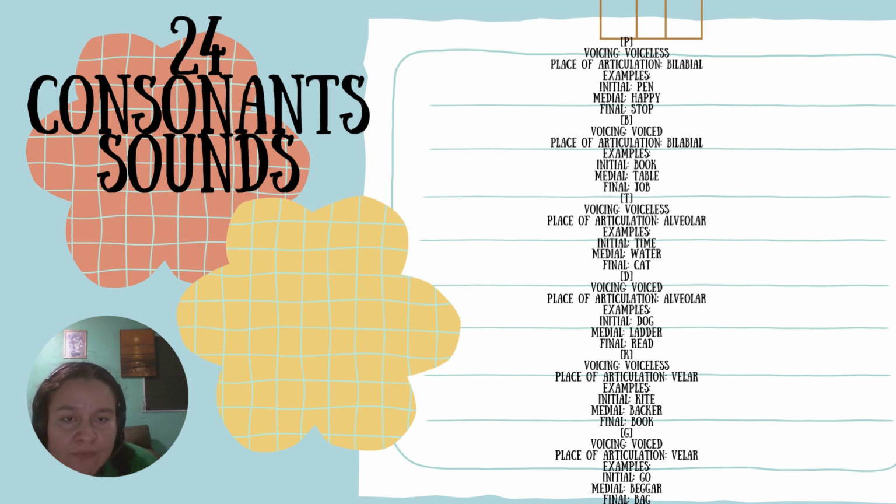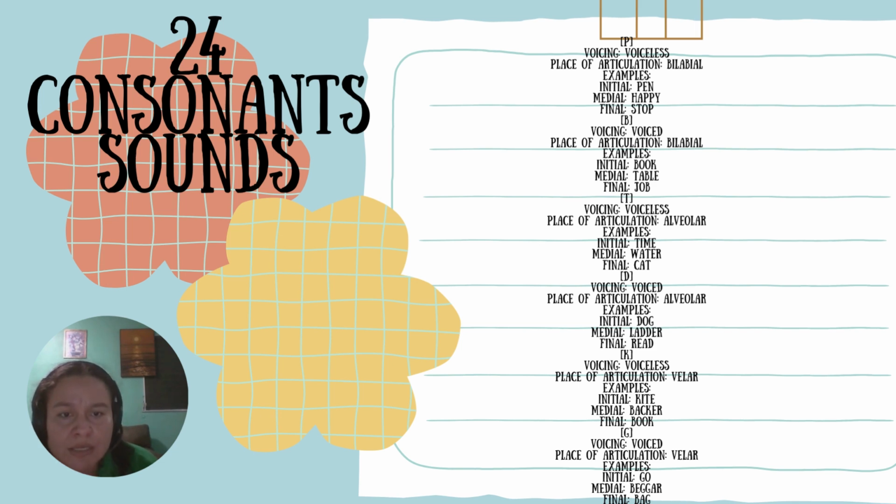Okay, then we follow with the next consonant, t, which is voiceless. The place of articulation is alveolar. For example, in the initial is time, medial water, and the final cat. Then the next consonant is d, which is voiced. The place of articulation is alveolar. And for examples, in the initial dog, medial later, and final read.